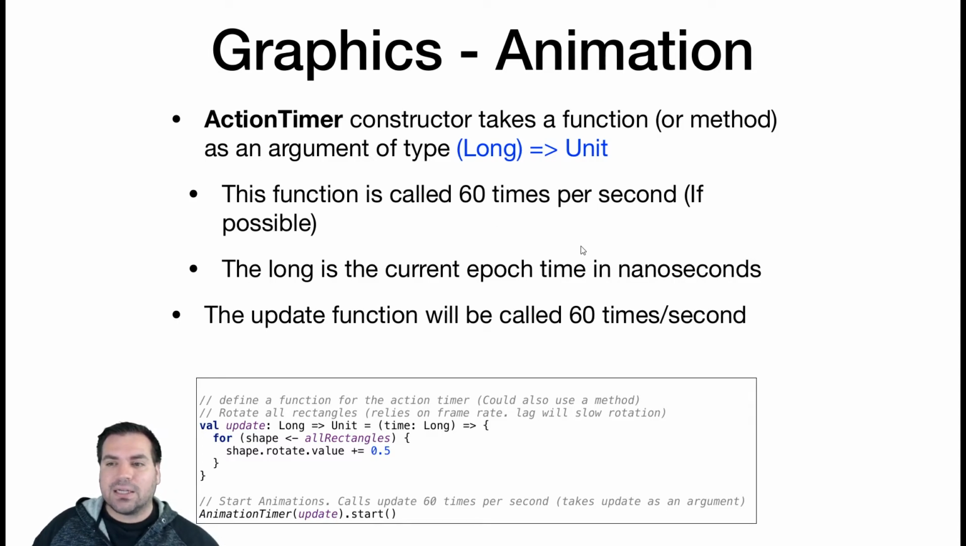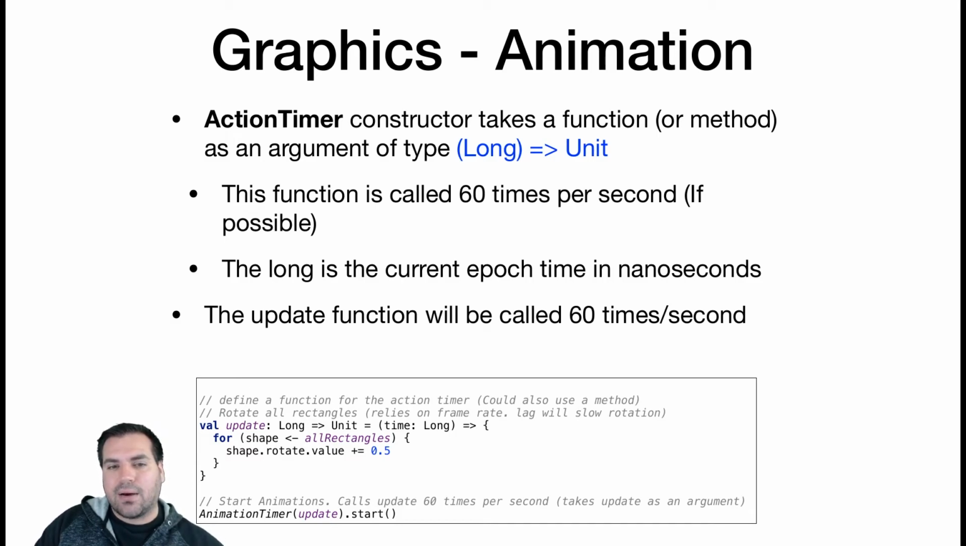ScalaFX and JavaFX, these libraries, are built to work at 60 FPS, and you can't really change that. When we had actors, we could control the frame rate. With these libraries, we're stuck with 60 frames per second. That's what we have to work with. So action timer is going to call update 60 times per second if it can.